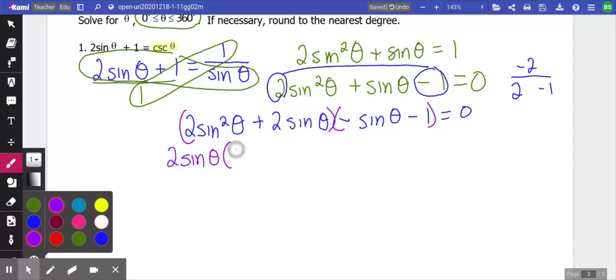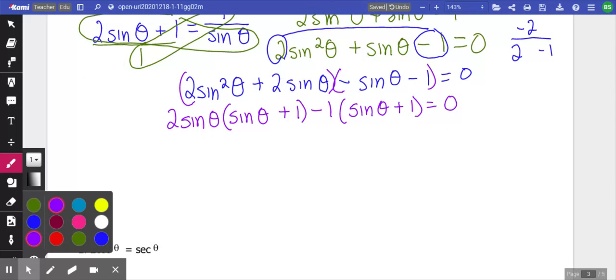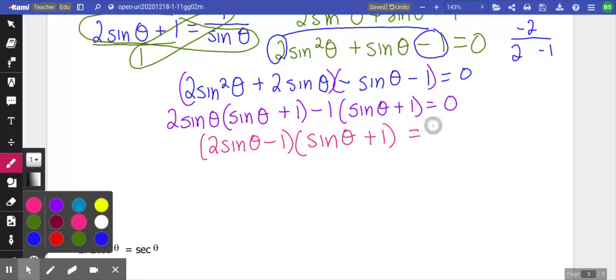Okay, you're left with sine theta plus 1. And then the GCF of the second grouping here is going to be a -1. And you're left with sine theta plus 1. Okay, now we are going to have our factors. Our factors are going to be 2 sine theta minus 1 and sine theta plus 1. Okay, make your t-chart.